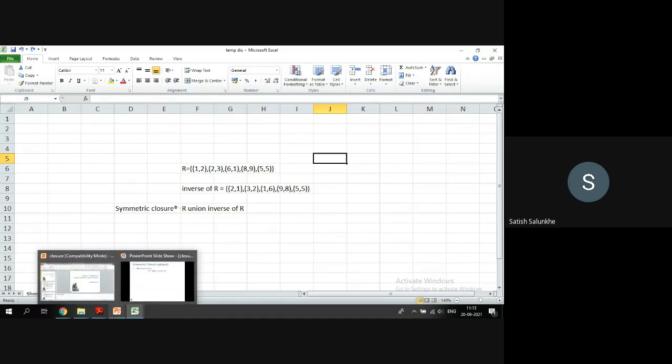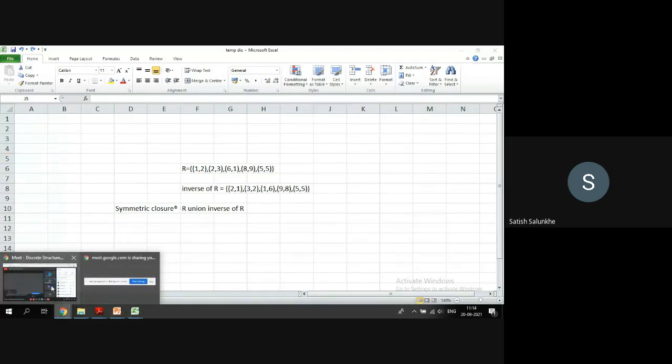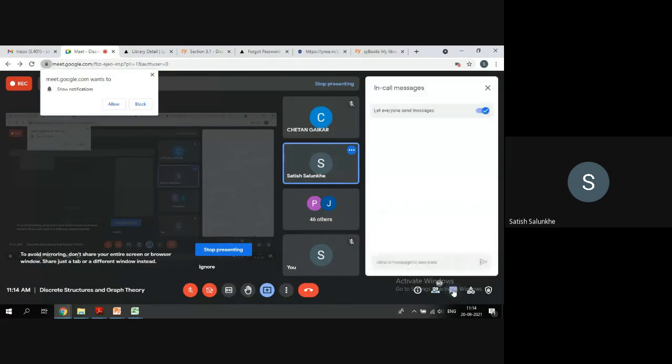Is it clear or not? Please respond in the chat box. Any questions related to this symmetric closure? Please quickly give the feedback in the chat box whether it is clear or not. Yes or no?